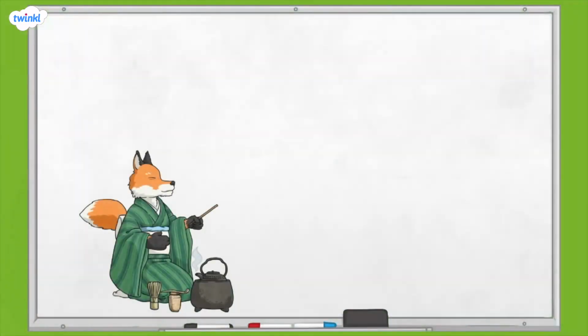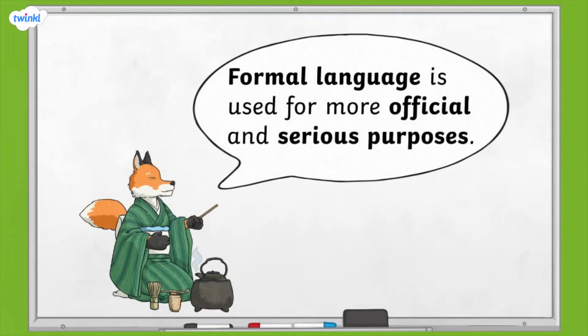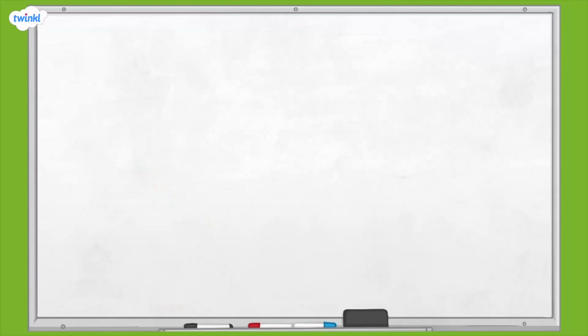Formal language is used for more official and serious purposes, such as writing a complaint letter or an application form. Standard English and the correct grammar and punctuation are always used. Often you use formal language when you don't know somebody, or if they're in a more senior position to you.